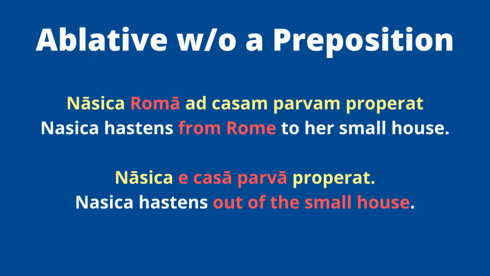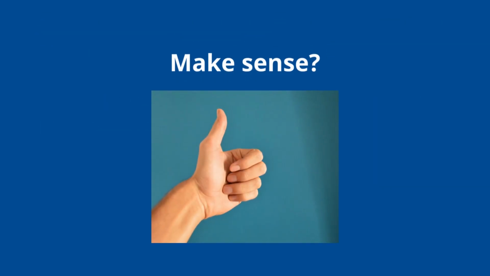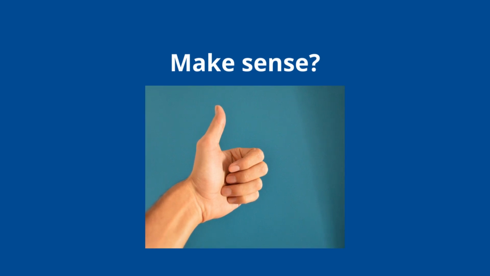In the sentence below, I have something similar, right? Nasica e casa parva properat. I'm saying Nasica hastens out of the small house. Here, because I'm not talking about a city or a town, I'm talking about a house, I need the preposition a, which means out of, right, a or e. So what I'm getting at here is it's expressing something similar, so it should feel pretty good, nothing too crazy, and it should make some sense. You're expressing a similar idea. It's just when you're talking about a city or a town, you don't need to use a prepositional phrase, right?